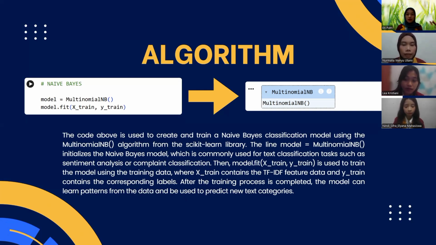Then model.fit with X_train, y_train is used to train the model using the training data, where X_train contains the TF-IDF feature data and y_train contains the corresponding labels. After the training process is complete, the model can learn patterns from the data and be used to predict a new text category.